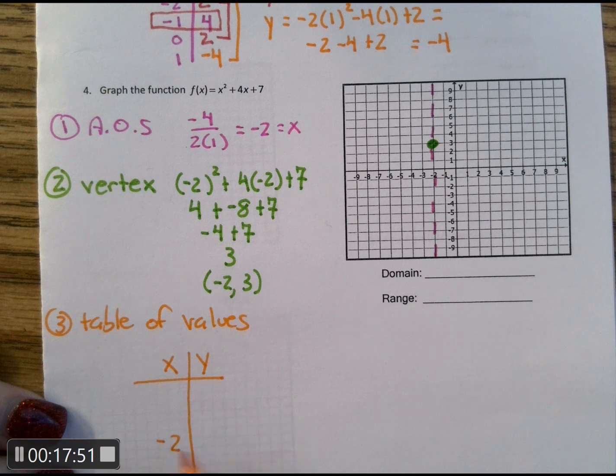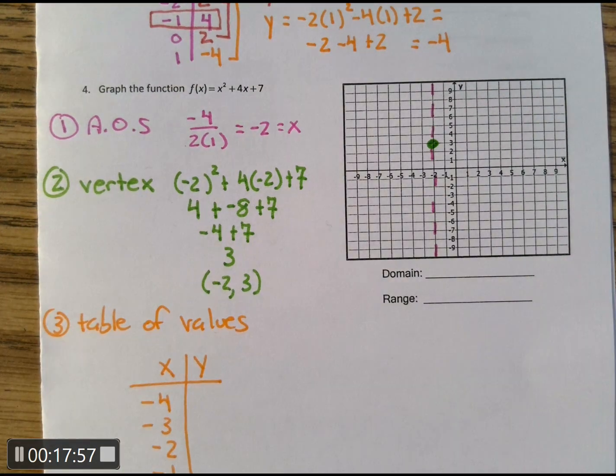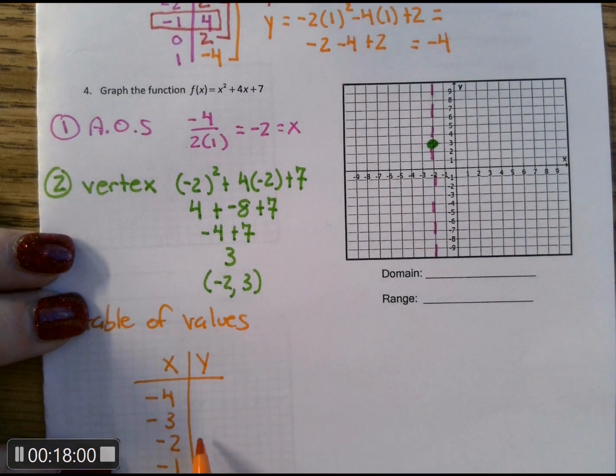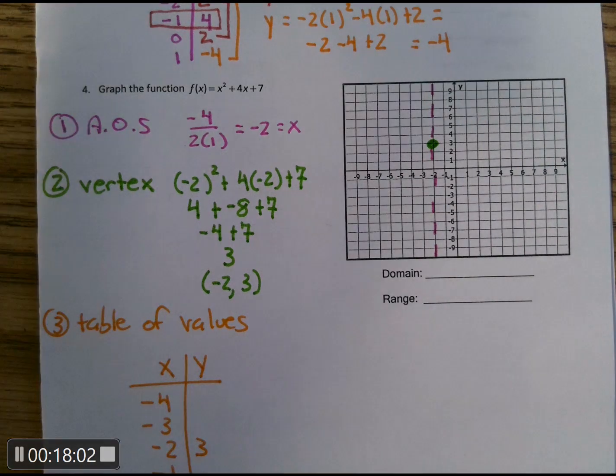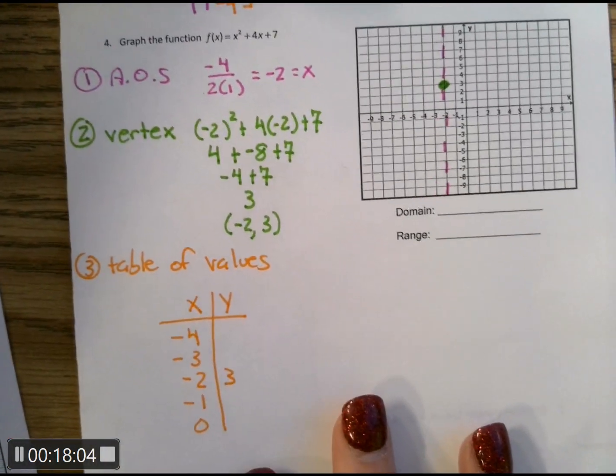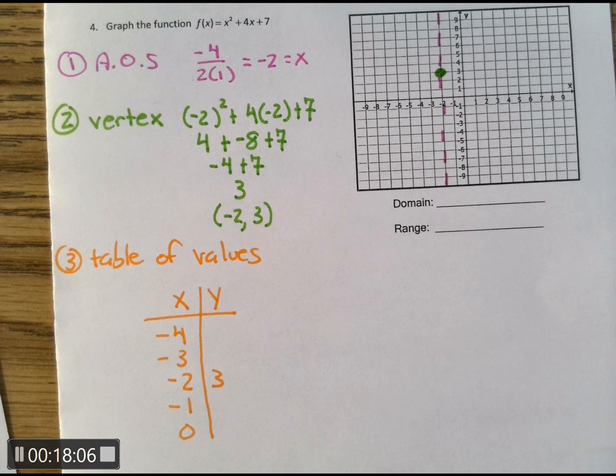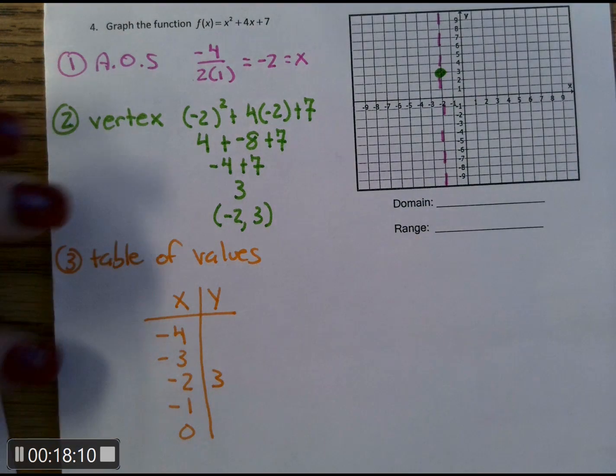So remember, we want to start at -2. Okay. So at -2, we have 3. There we go. Alright, now we want to substitute in -1 into our equation.